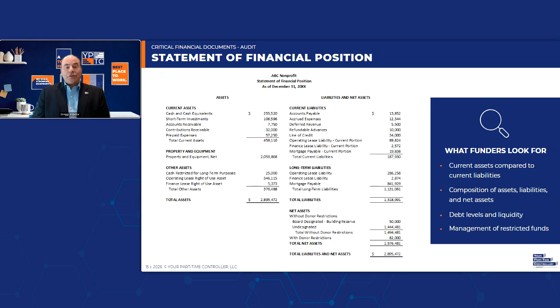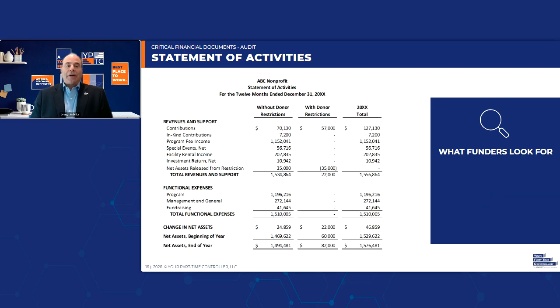All right, just to recap our statement of financial position and what funders are looking for, they're going to be comparing current assets to current liabilities. They're going to be evaluating the entity's composition of assets, liabilities, and net assets, reviewing debt levels and liquidity, and assessing how restricted funds are managed. So let's move on to the statement of activities, or the income statement.